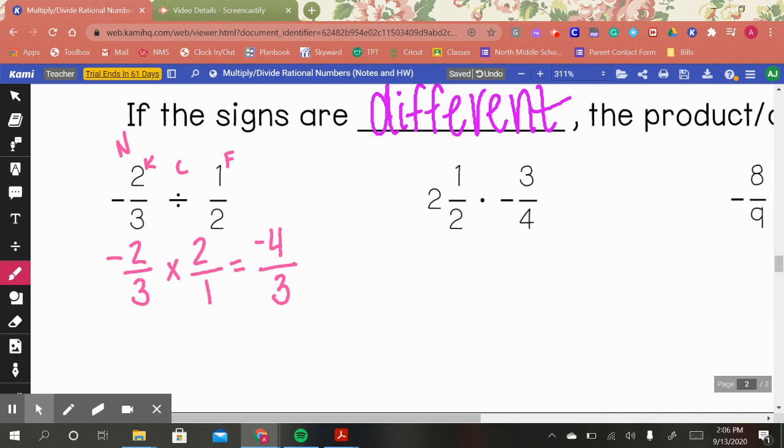Okay, 3 goes into 4 one time with 1/3 left over. And again, everything here is negative because I have opposite signs, so it is negative.